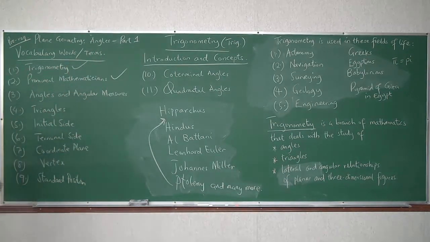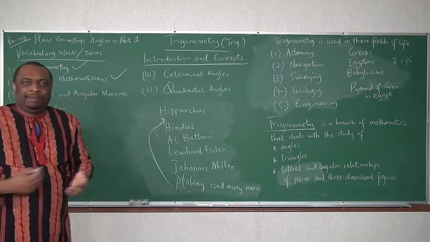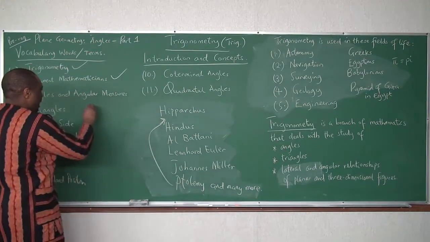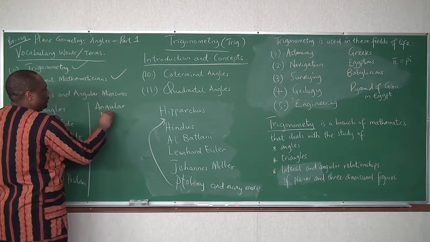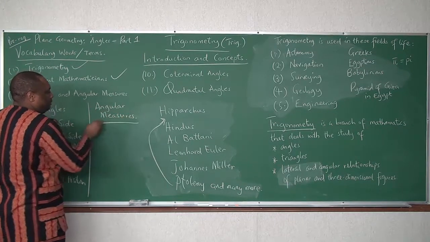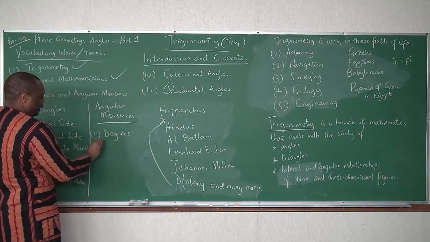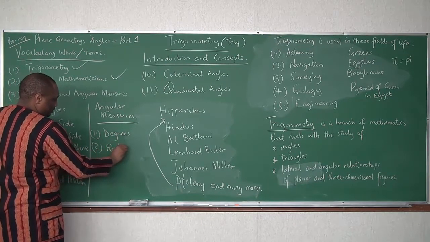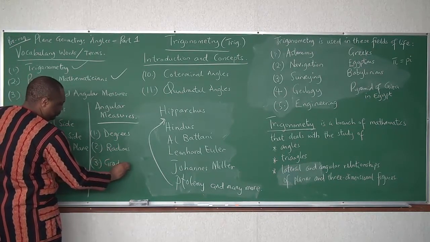Now, with angles, please review angles with this video. Now, the angular measures, we can measure angles, of course. The first one is degrees, then we have radians, and then we have gradients.